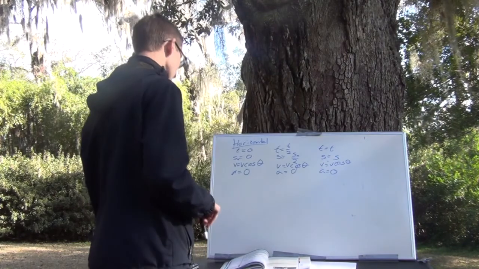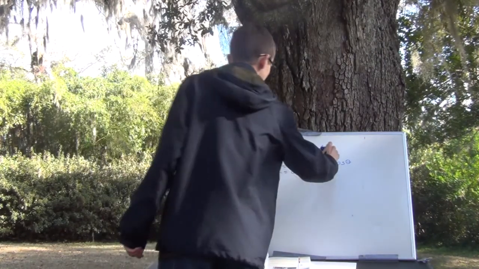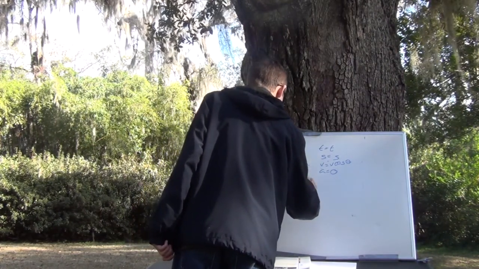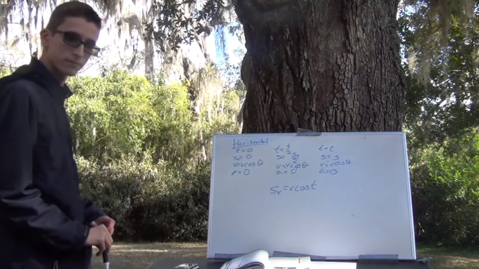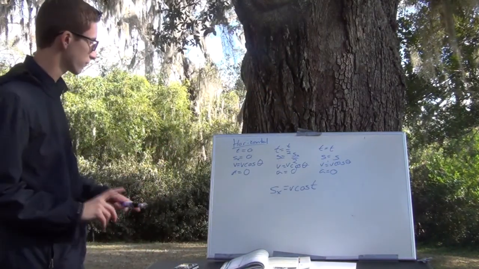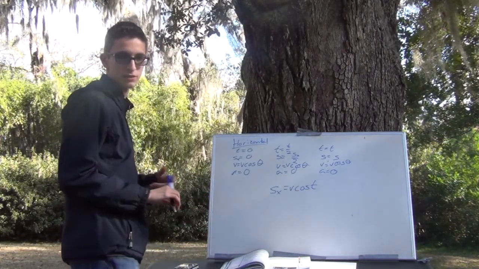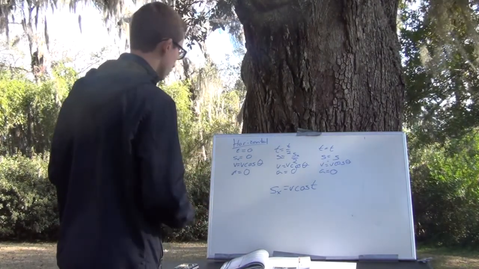What can we glean from this? Well, we can put it all together in an equation. Our s of x is going to equal v cosine of theta times t. It's your simple equation for velocity. Displacement equals velocity times time, or velocity equals displacement over time. And that's one of the useful equations for projectile motion.